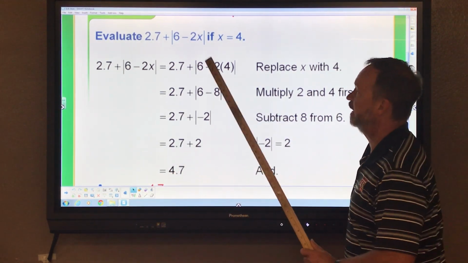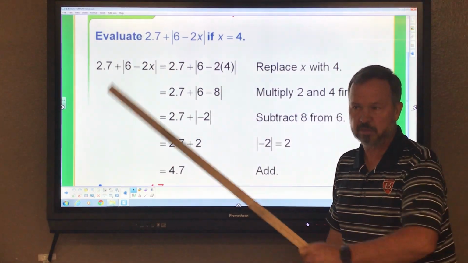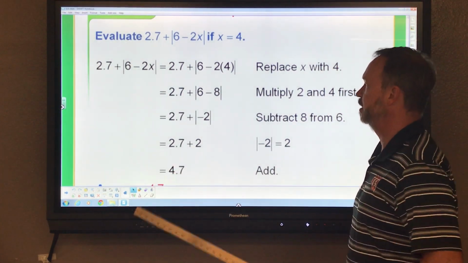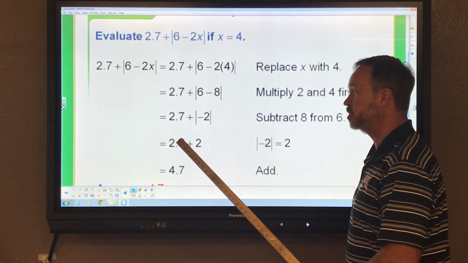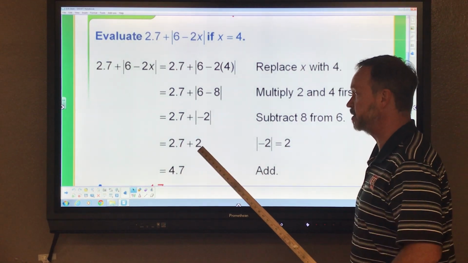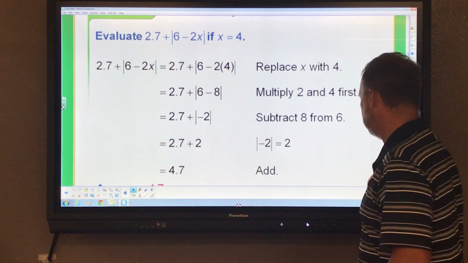I've had students who want to do the absolute value first. No. If there's stuff in it, deal with it. And so that's what we've done. Then what's the absolute value of negative 2? It's positive 2. And what is 2.7 that we've been dragging along with us plus the 2 that we just got? That's 4.7.